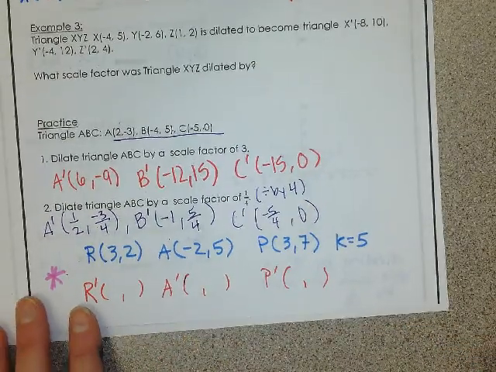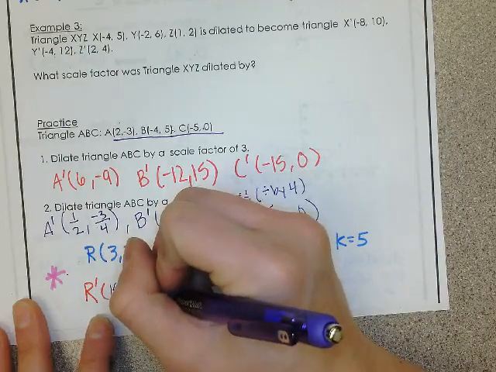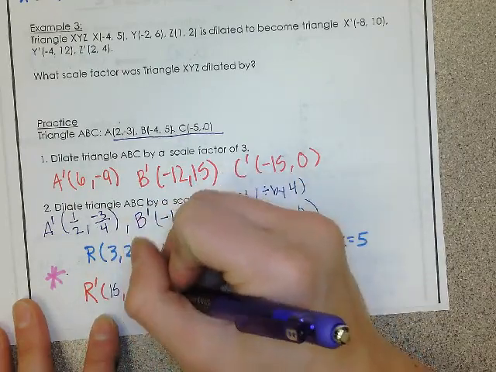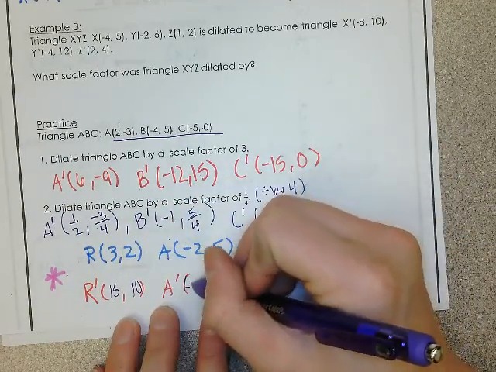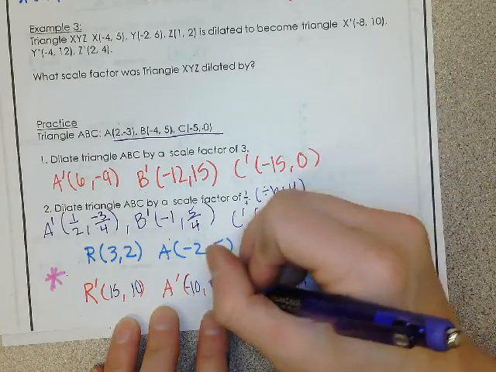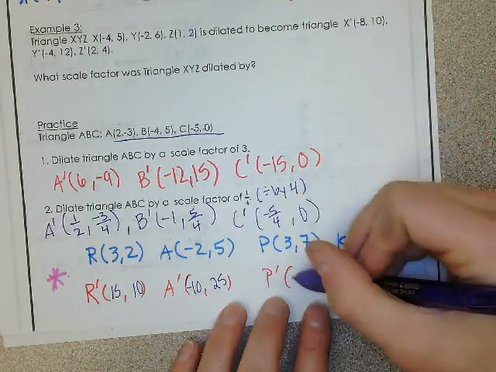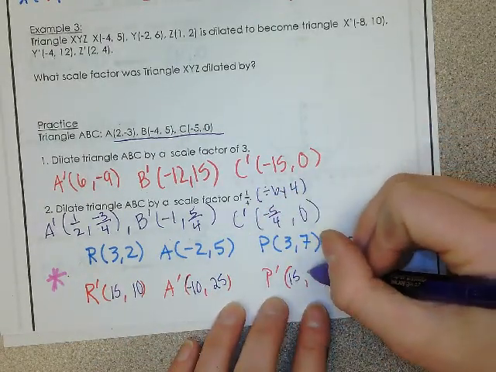I didn't write down any points. It was 15, 10, negative 10, 25, 15, 35.